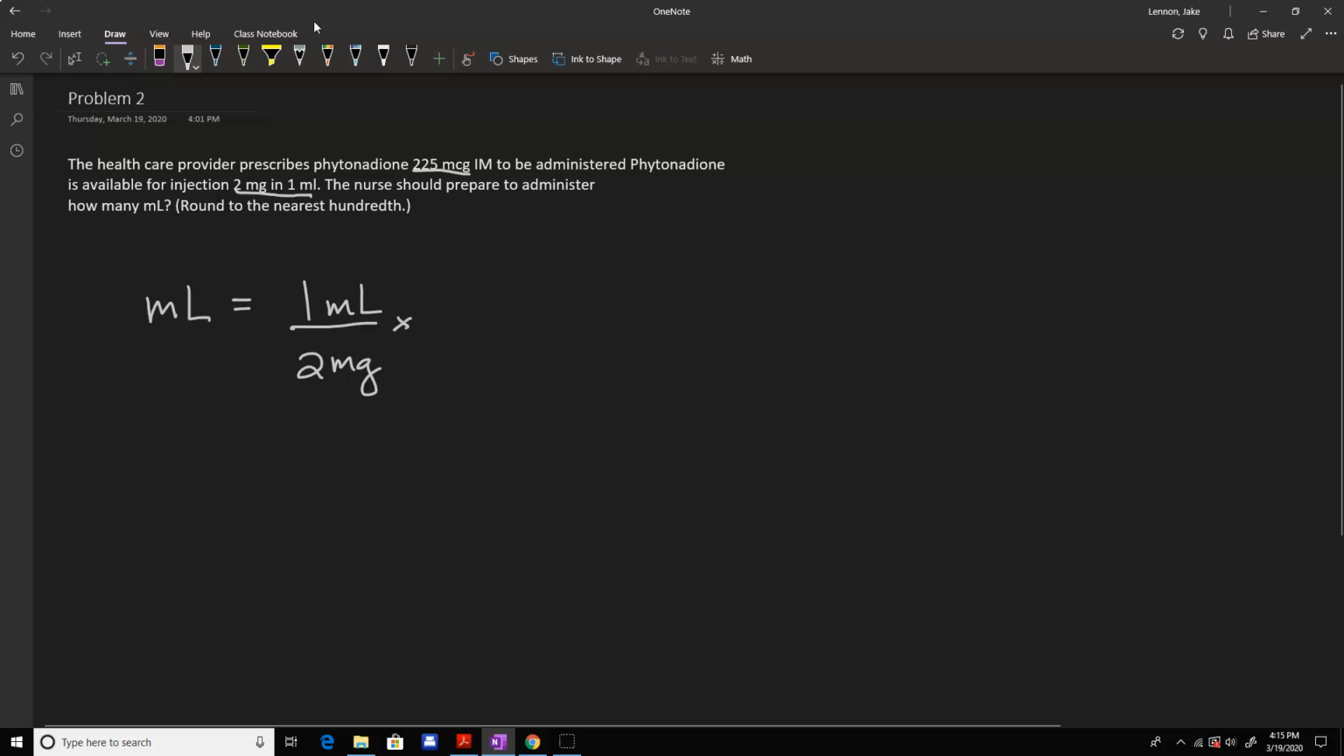So I'm going to use that conversion factor, and first what I want to do is I know milligrams need to get canceled, so the only way units are canceled is if they're on the opposite part of the fraction. That means if milligrams is on bottom and my next fraction has it on top, they cancel.